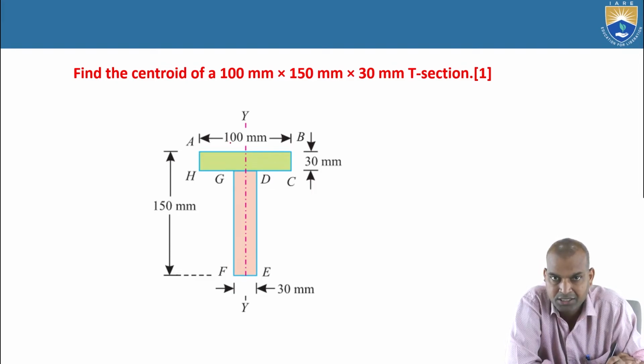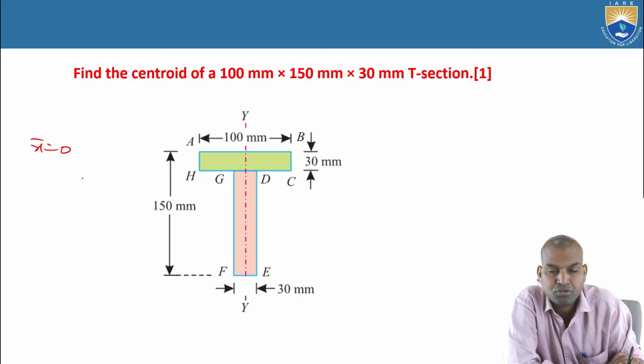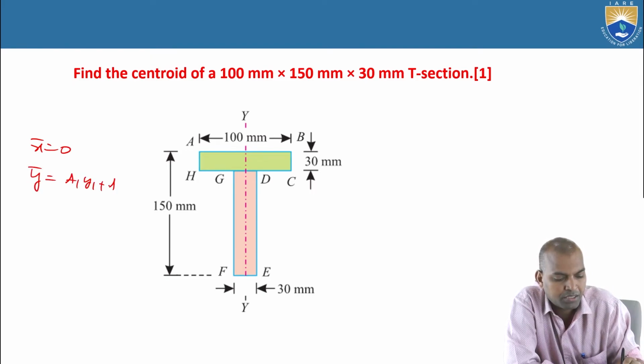That means bar x equal to 0. What is to be calculated? Bar y. Bar y equals A1 y1 plus A2 y2, since there are 2 sections, divided by A1 plus A2. Substitute.